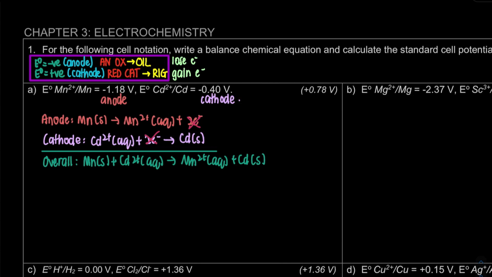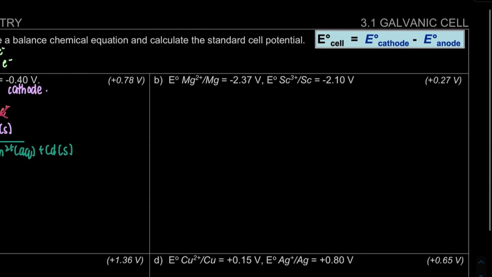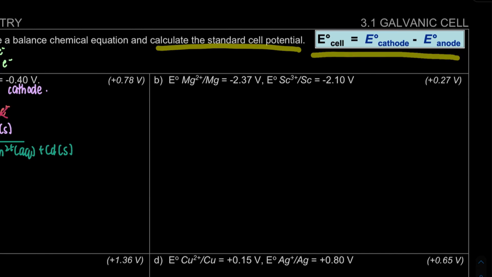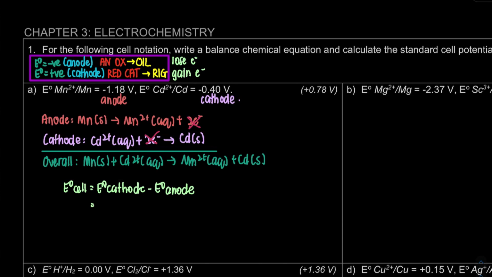Okay, next, don't forget the question asked to calculate the standard cell potential, E0 cell equals cathode minus anode, kakak tolak adik, cucu tolak atuk. Okay, so we're just going to substitute. At the start, before we write down the equation, we have determined which one is anode, which one is cathode. So we just substitute it and we will get the value, which is positive 0.78 volt. Okay, so that is for example A.